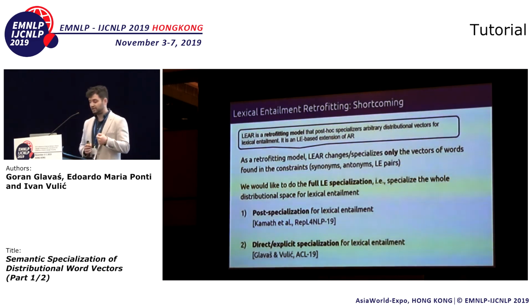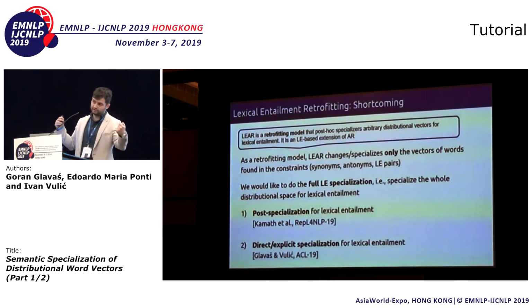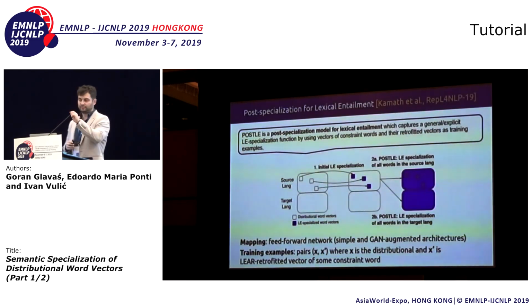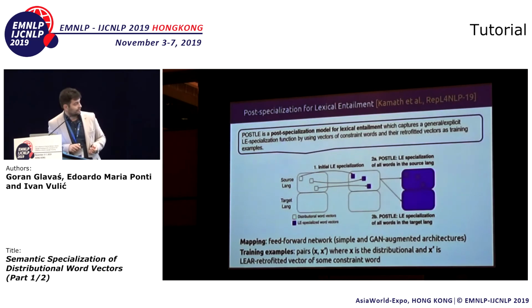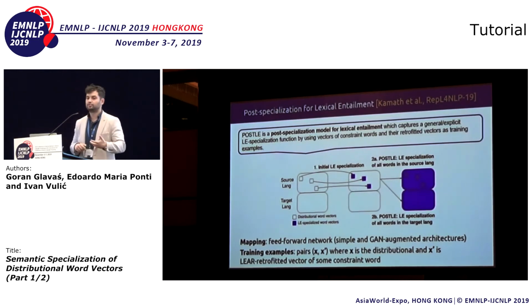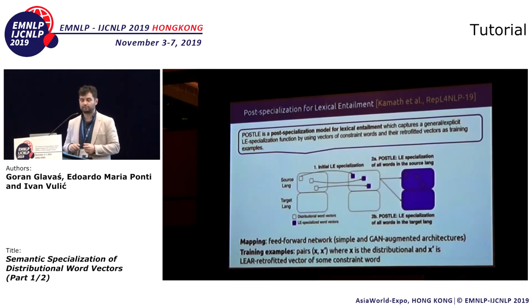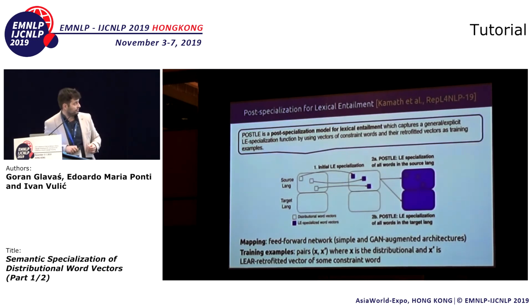Or the first option is post-specialization, where we say, okay, we have retrofitting, so for the seen words we know the initial vector and the final vector. Now we can make the mapping explicit by learning from these examples of seen words. So this is the work from the Repl4NLP workshop this year, representation learning. The idea is the same as in the similarity-based post-specialization: your Lear model gives you the specialization of only a small subset of your distributional space that corresponds to the words you've seen in your constraints, but those are enough to serve as training examples.